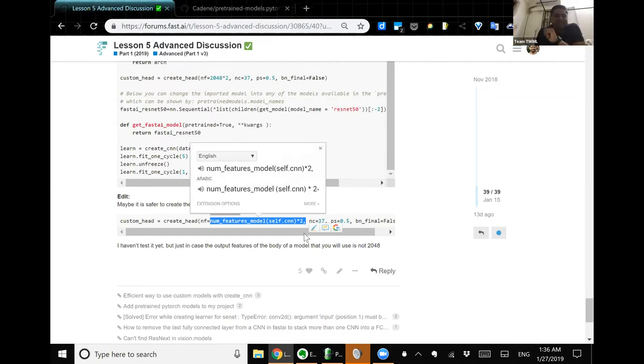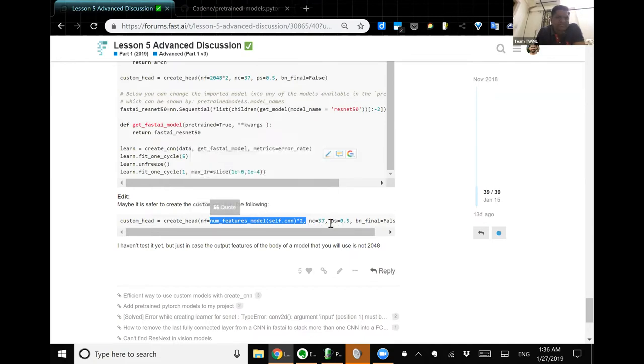Also, maybe we can change NC into data.c, right? Instead of saying 37, maybe NC equal to data.c could be a good option, right? Because here it is 37. Yes, with any data that you have, the number of classes of that data will be there. Yes, you are right. Okay.